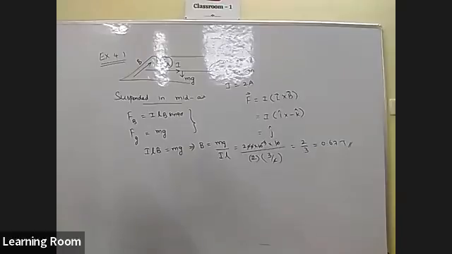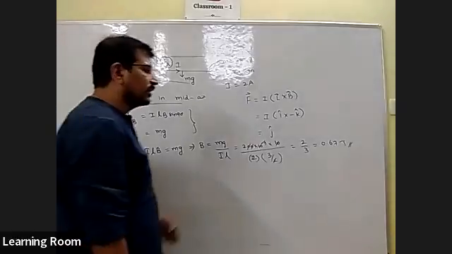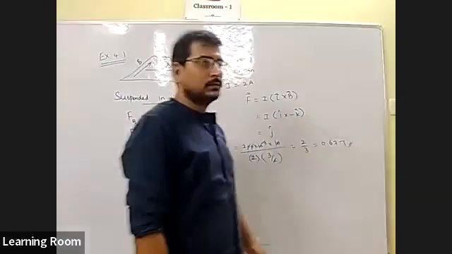Sorry? It's bar. 0.6666 is the recurring value.